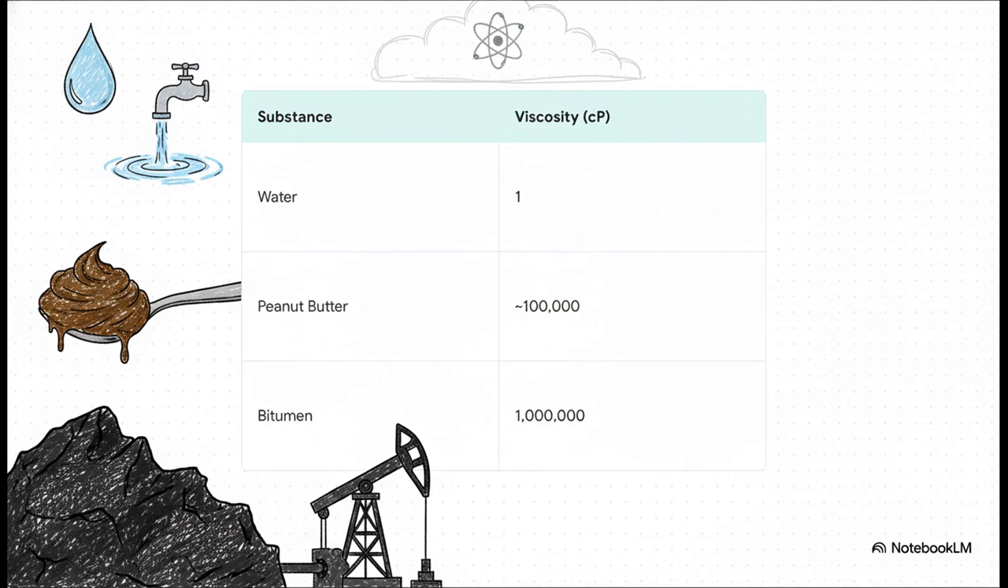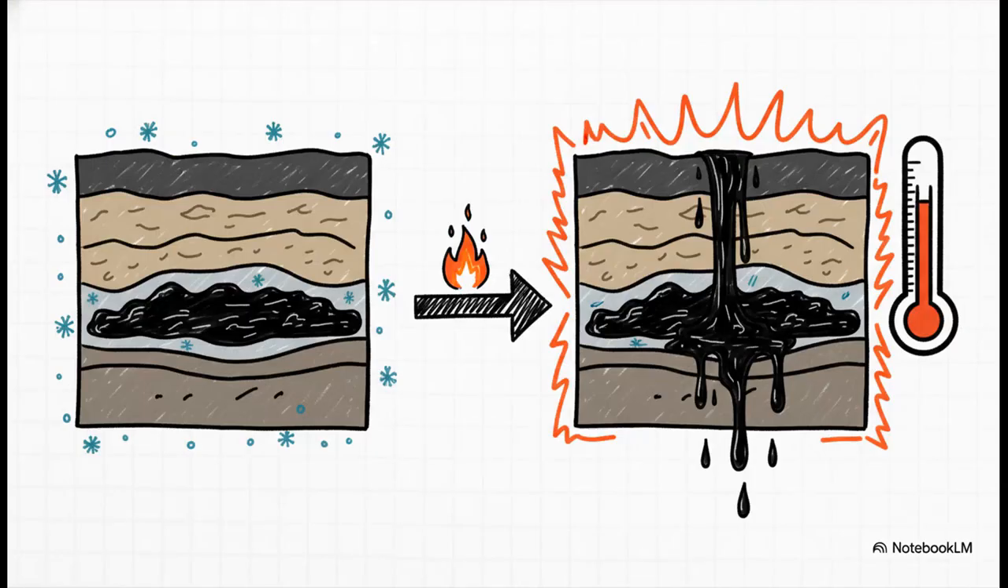We measure thickness, or viscosity, in something called centipoise. So for reference, water is just one. That super thick peanut butter you have in the back of your pantry, that's around 100,000. But bitumen, sitting in the ground, starts at over 1 million centipoise. 1 million. It's just unbelievably thick. You simply can't pump it. It's not going anywhere. So, what do you do?